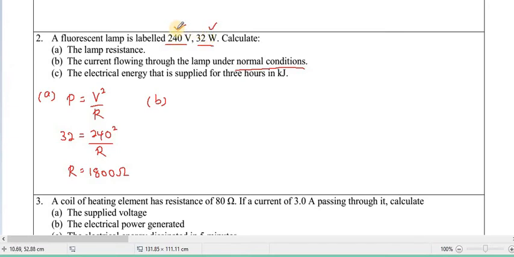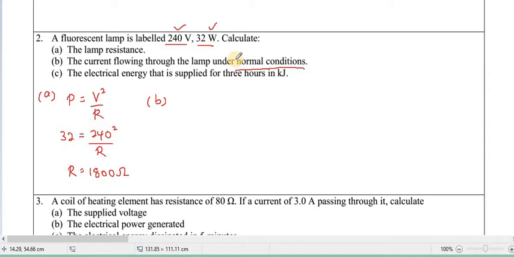Understand? You get the idea or not? If it doesn't tell you that the lamp is functioning under normal condition, then maybe the lamp doesn't get 240 volt. If the lamp doesn't get 240 volt, then the power is not 32 watt. So you cannot use the 240 volt, 32 watt to do your calculation.